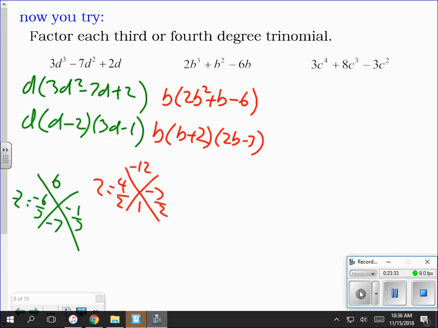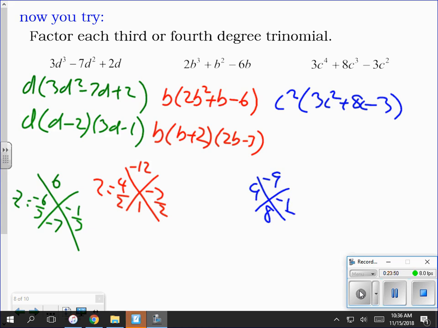And the last one, my common factor is c squared. Pull out the c squared. And I get 3c squared plus 8c minus 3. Let's see, so that's -9 and 8, which is 9 and -1. Divide both of those by 3. I get c squared times c plus 3 and 3c minus 1.